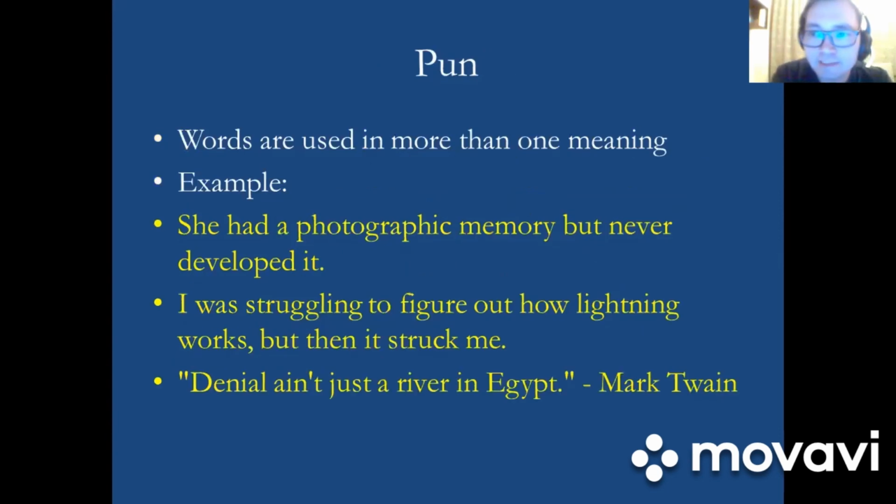Another stylistic device that we are going to consider is pun. A pun is a phenomenon when words are used in more than one meaning. So let's look at an example. She had a photographic memory but never developed it. You can see that the words develop and photographic are used in two meanings.